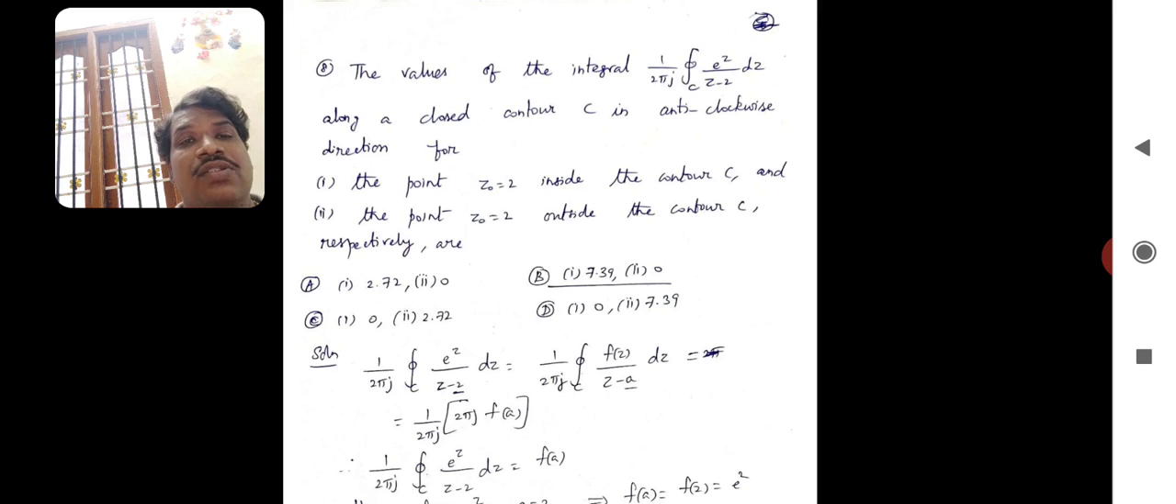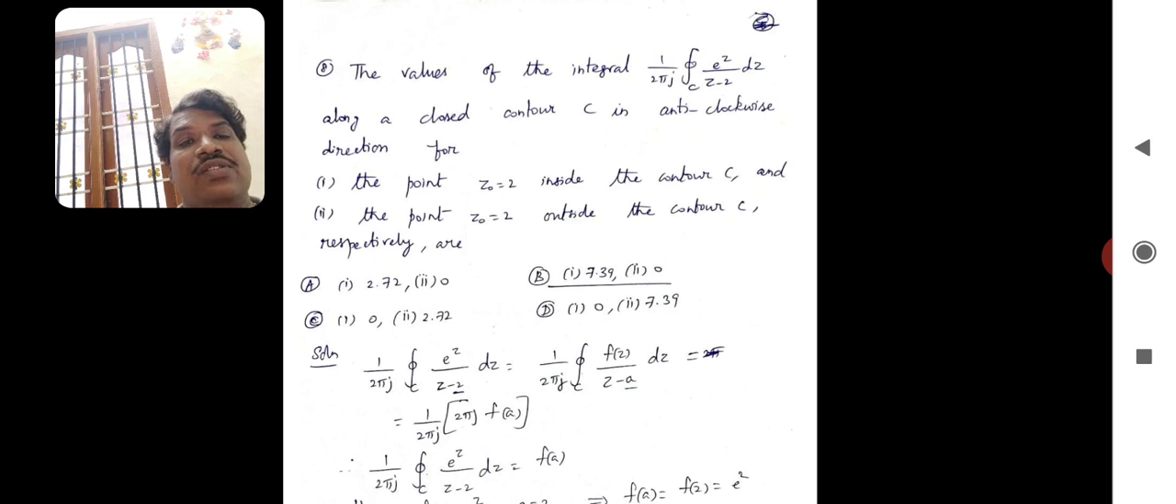Formula. So 1 by 2 pi j integration over C e power z dz by z minus 2, which is compared with integration over C f of z dz by z minus a. And by Cauchy's integral formula, the answer for the integration is 2 pi j into f of a. Now by comparison, my f of z value is e power z and a value is 2. So if f of z is e power z, your f of a, that is f of 2, is e power 2.